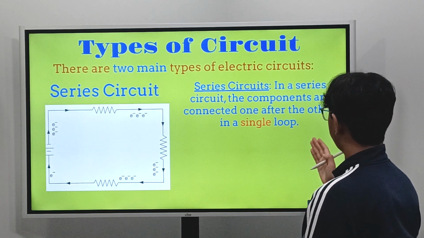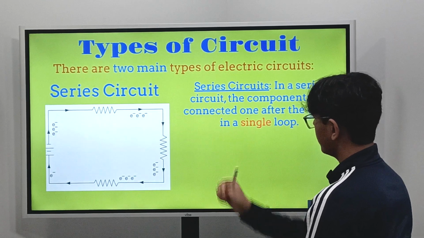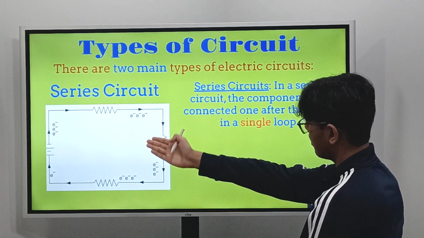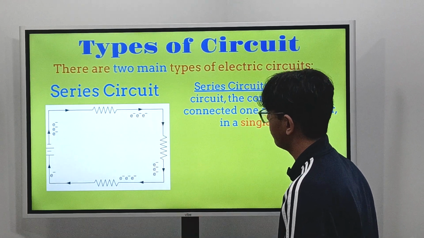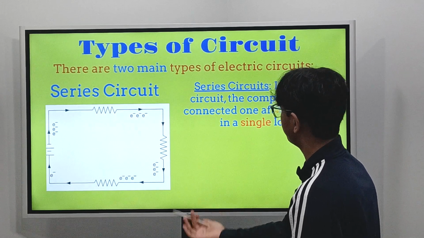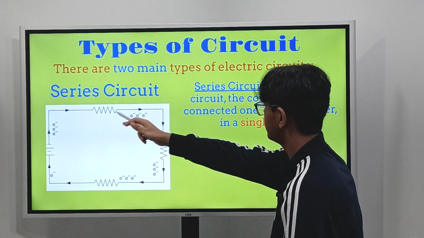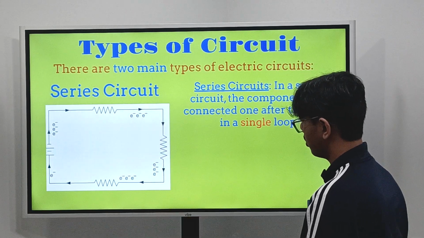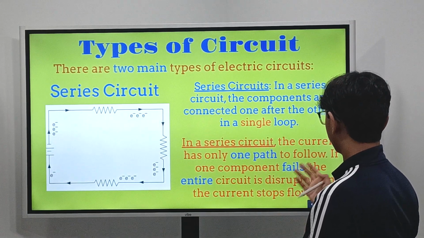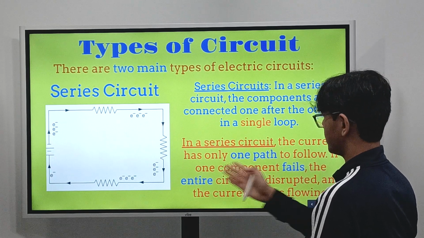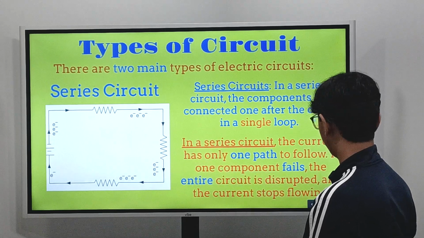In a series circuit, the components are connected one after another in a single loop. If we look at our series circuit here, we first have our battery, and then we can see that all of these are called resistors, or we can have loads there such as light bulbs or refrigerators or whatever. All of them are connected together in a single loop. You can see that they're all together in the same exact wire or the same exact loop. And in a series circuit, the current only has one path to follow. So we can already tell that there's only one path to follow, which is from the positive to the negative.